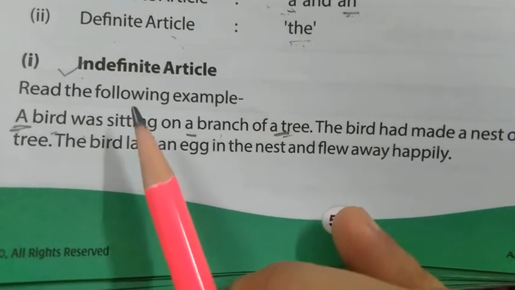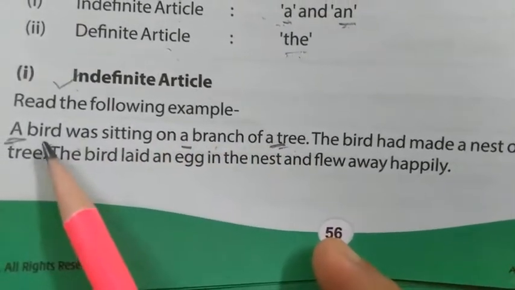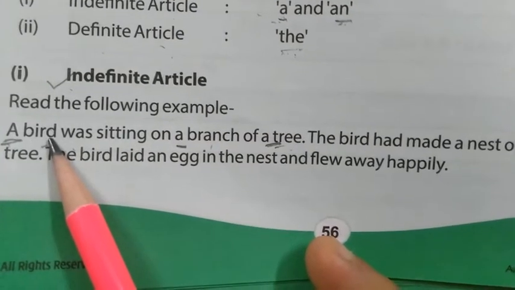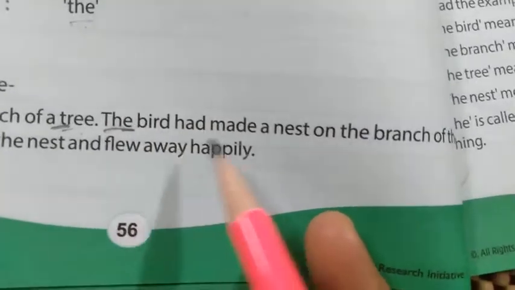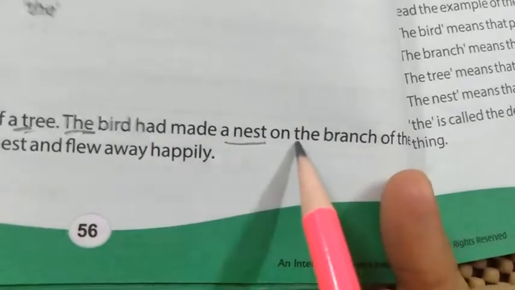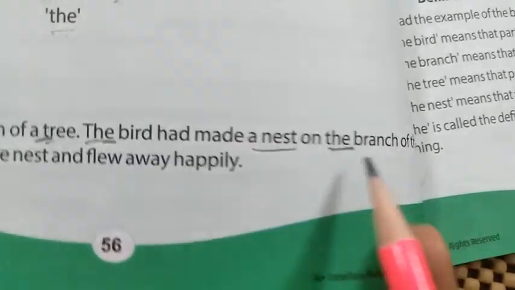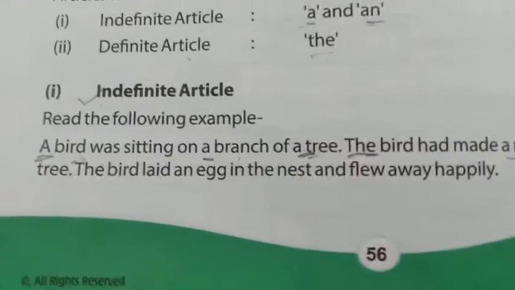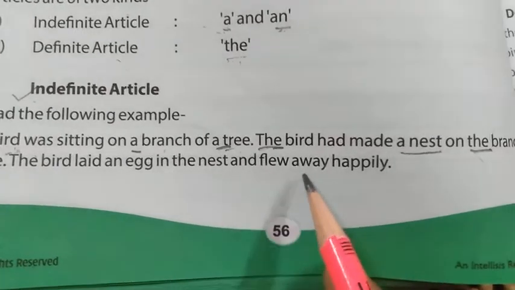Okay, then in the next line, first we have started talking about any bird. We don't know which bird it is. A bird was sitting on a branch of the tree. Now as we have introduced the bird in the first line, in the next line we have used the with this. The bird had made a nest on the branch. Here I am just indicating the article also for your better understanding. The branch of the tree. The bird laid an egg in the nest and flew away happily.